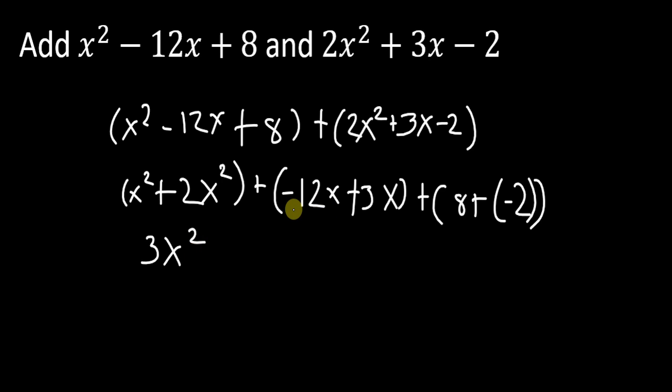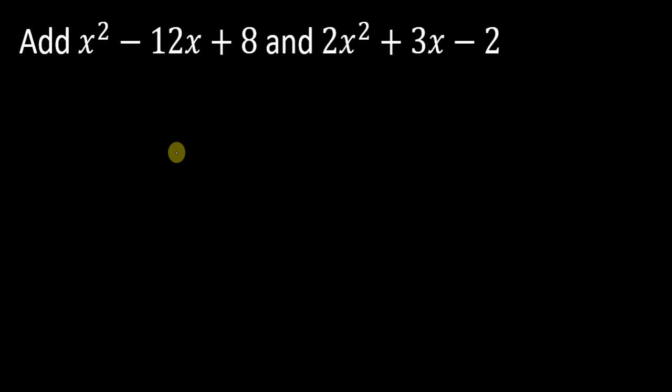Then, ito, negative 12x plus 3x. So, negative 12 plus 3 or 12 minus 3, that is 9. And copy natin yung sign ng mas malaki. So, yung negative. So, that is negative 9x. Okay, then 8 plus negative 2. Or yan ay magiging 8 minus 2. And that is 6. And copy natin yung sign ng mas malaki, which is yung 8. And that is positive. So, positive 6. Okay, so yun na yung sagot.